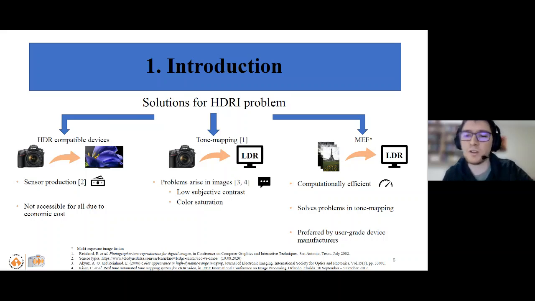And now all of our cell phones use multi-exposure image fusion to produce high dynamic range-like content, because it is computationally efficient and solves problems of tone mapping, like low subjective contrast or color saturation problems.